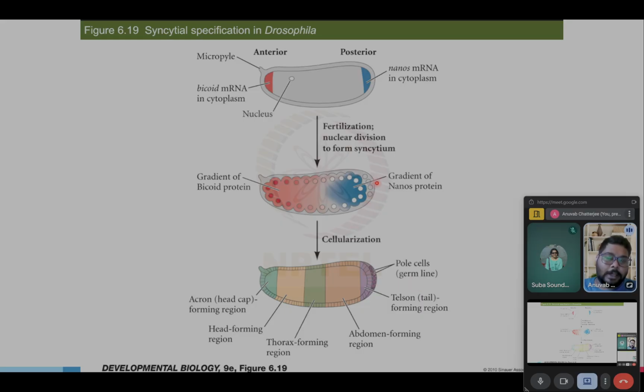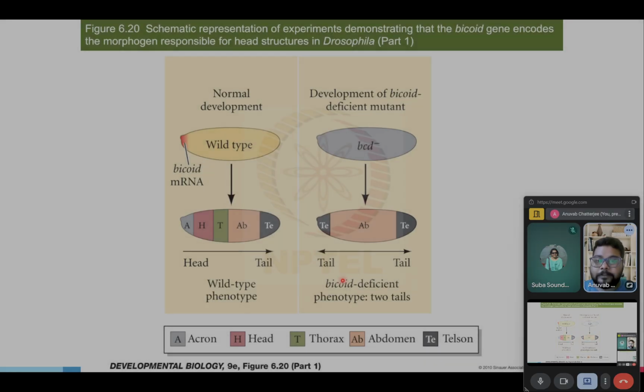So our entire idea is how does this gradient of bicoid and nanos determine which particular region will form which particular type of tissue. So we go a bit back and figure out how exactly people figured this out.